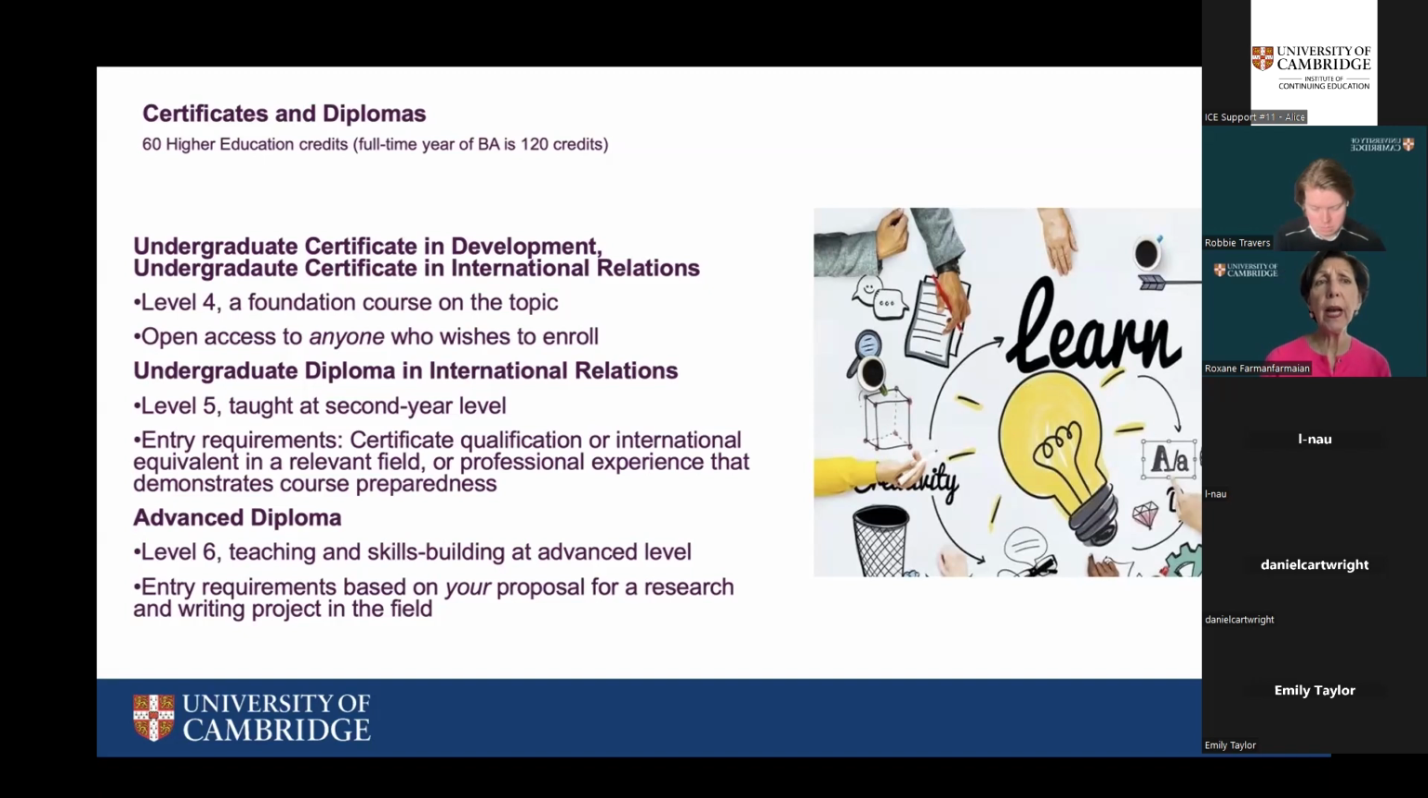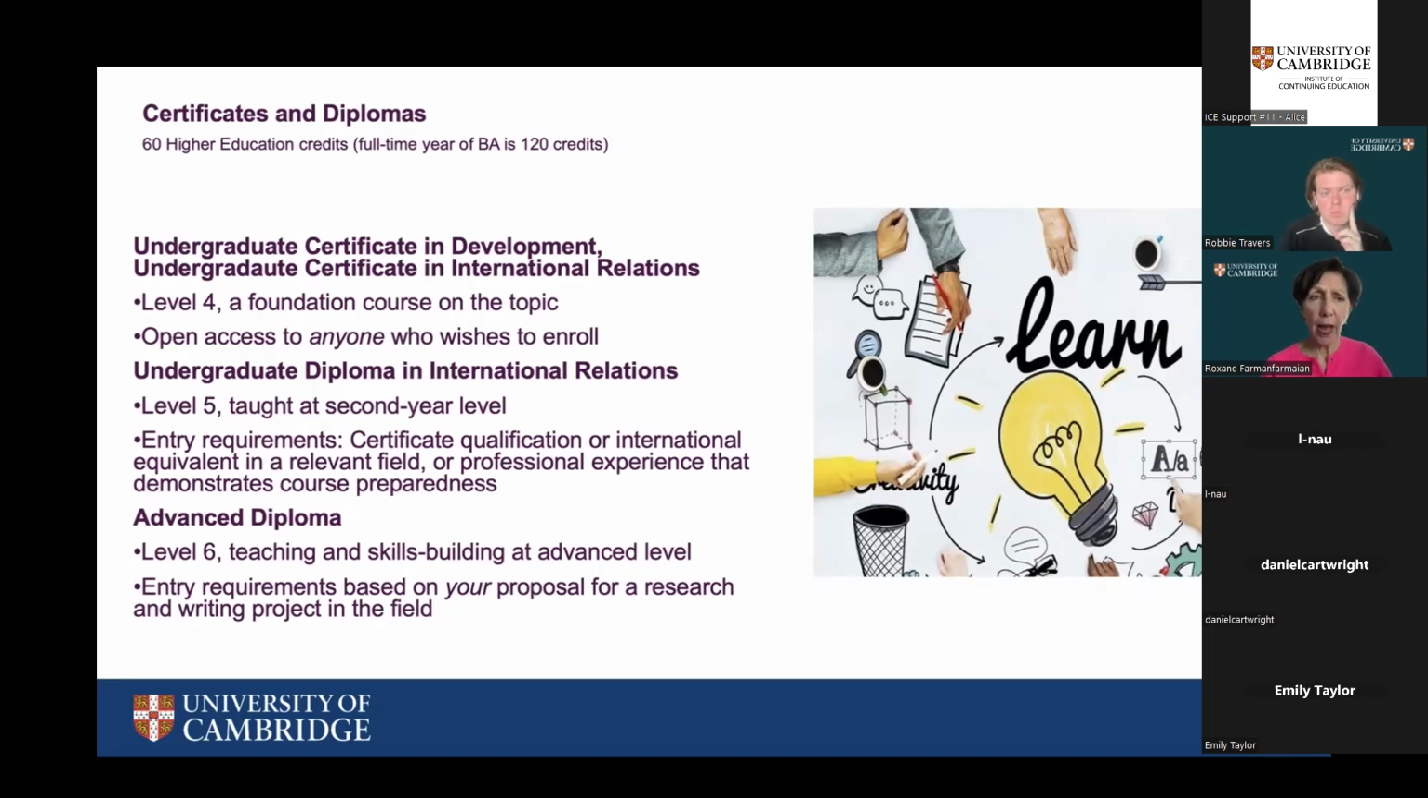The certificate and diploma are both courses that offer 60 higher education credits. So a full-time BA is 120 credits in this area. Together, a certificate and a diploma, if you take both, one after the other, will actually constitute the full year of a BA in this discipline. So let me move on to the undergraduate diploma in international relations.